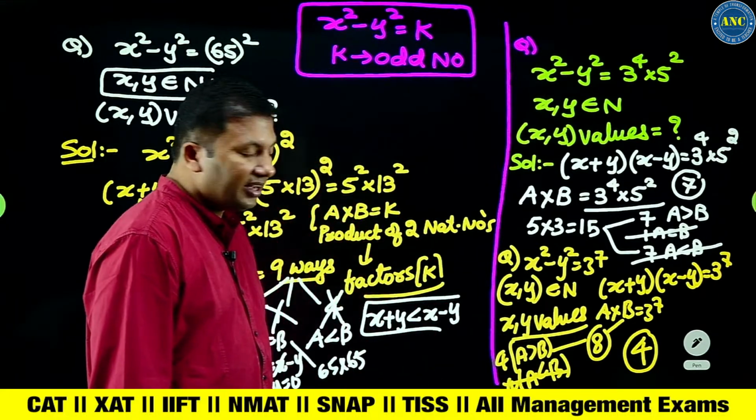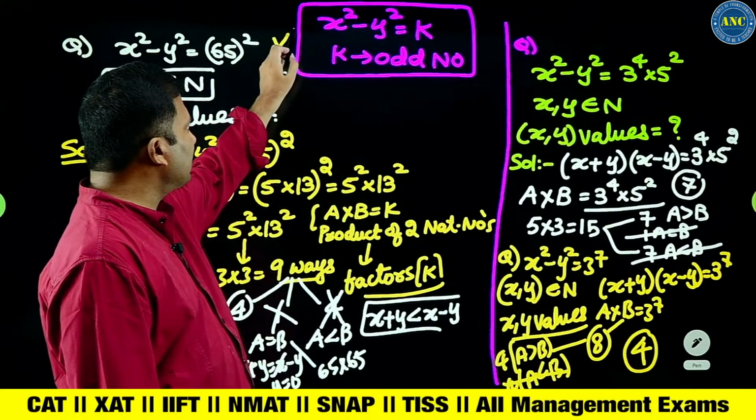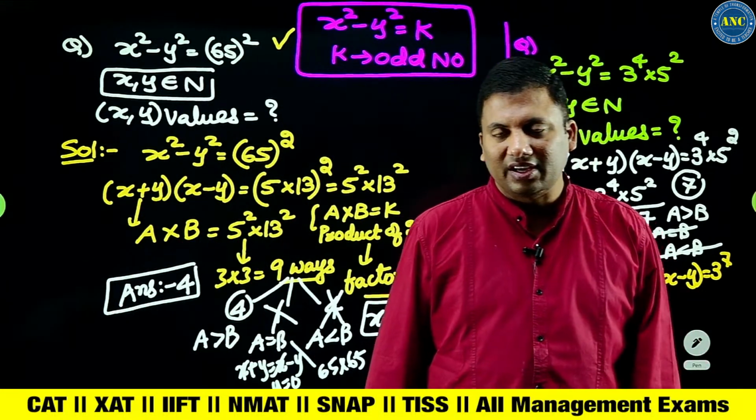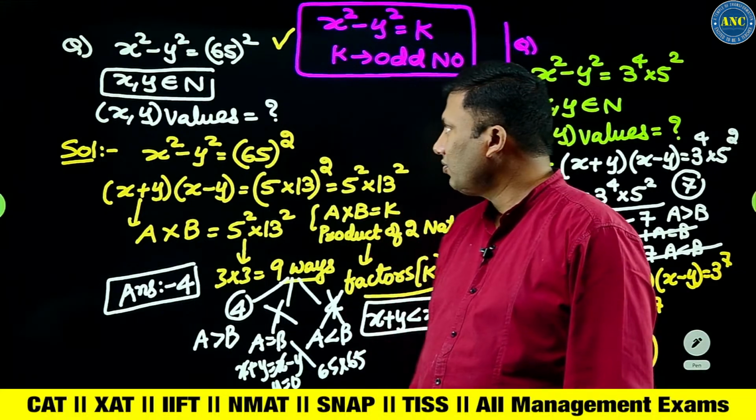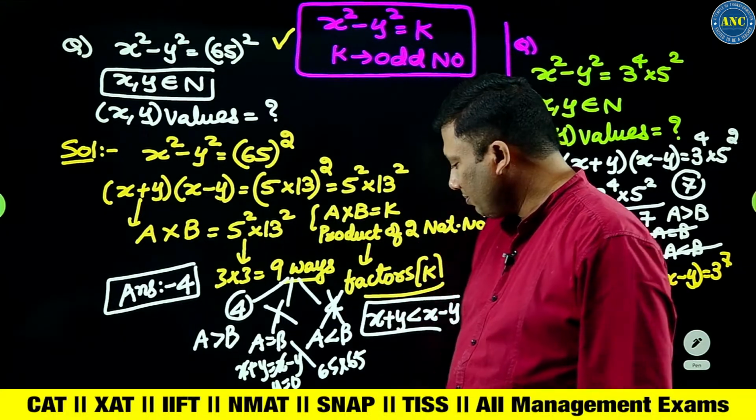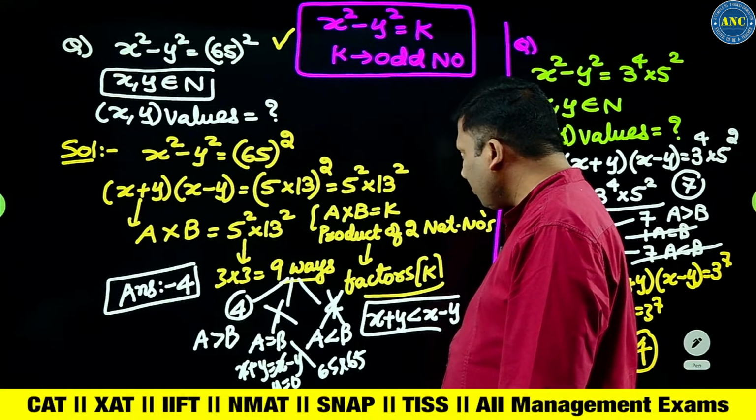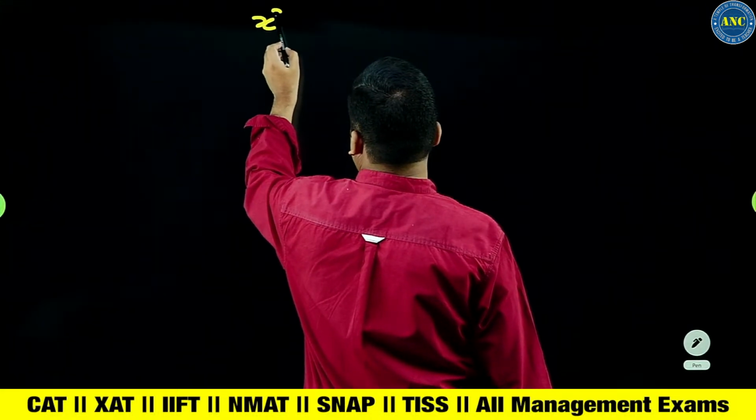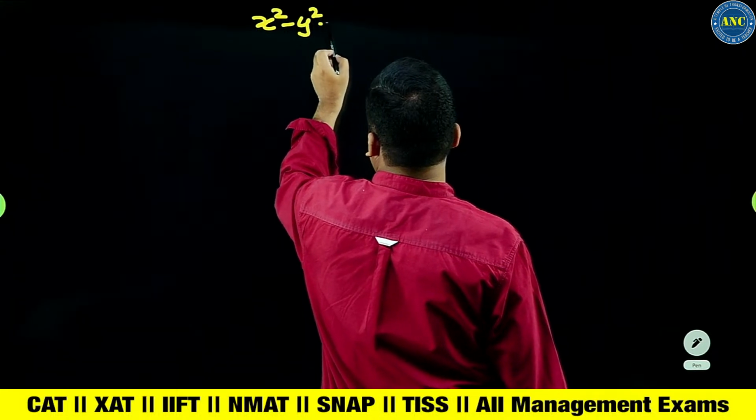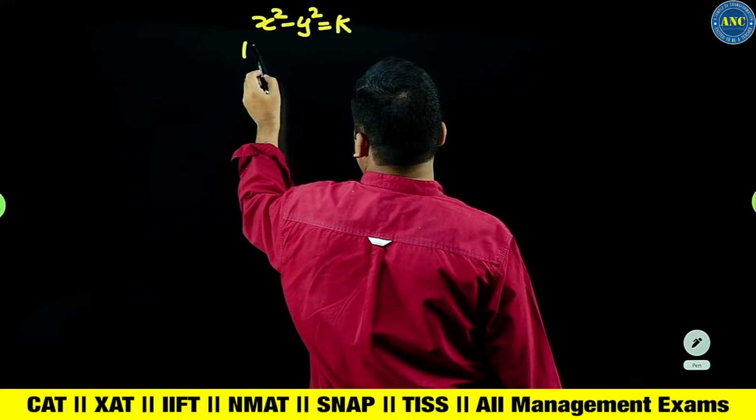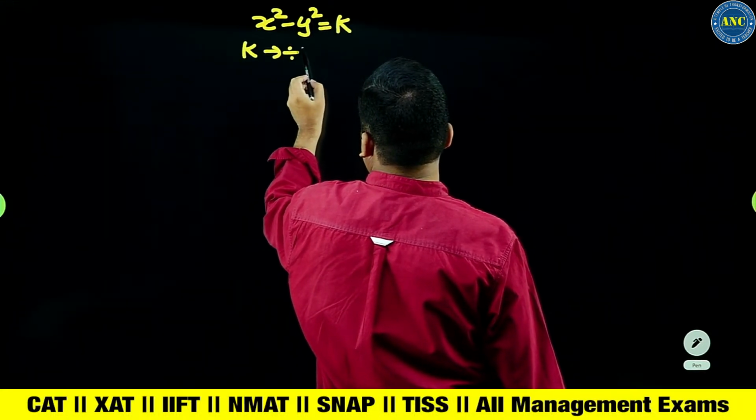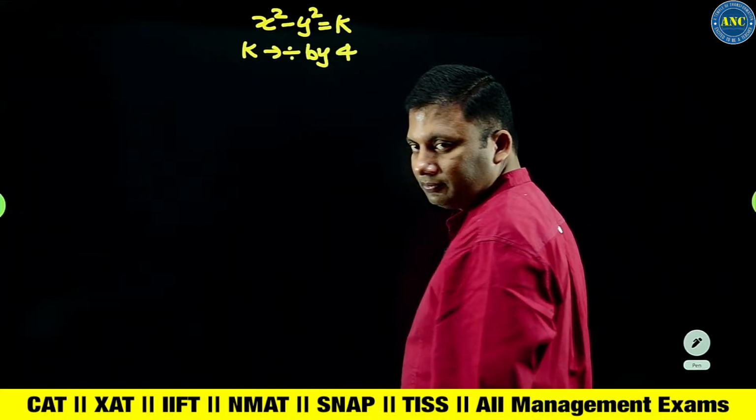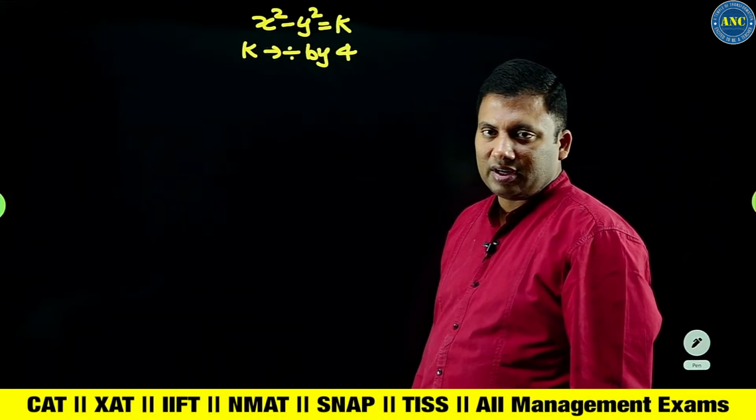I hope the idea is clear. Which case are we discussing? x square minus y square equivalent to k, where k is an odd number. Next case, x square minus y square equivalent to k, where k is divisible by 4. These two cases only I will get.